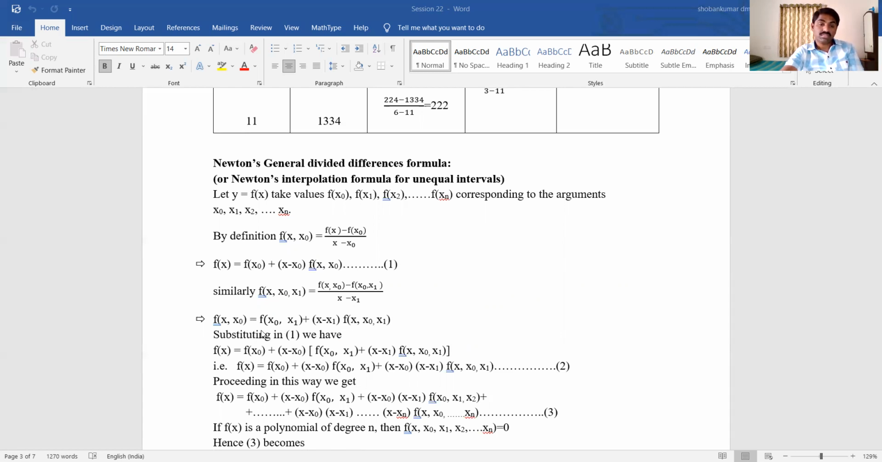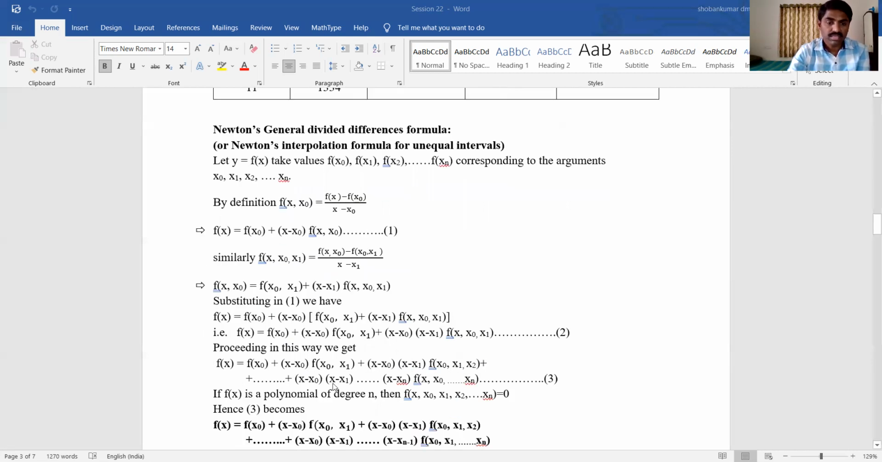Now, substituting this f of x comma x0 in 1, we have f of x is equal to f of x0 plus x minus x0 into f of x0 comma x1 plus x minus x1 into f of x comma x0 comma x1. That is, f of x is equal to f of x0 plus x minus x0 into f of x0 comma x1 plus x minus x0 into x minus x1 into f of x comma x0 comma x1. This is 2.